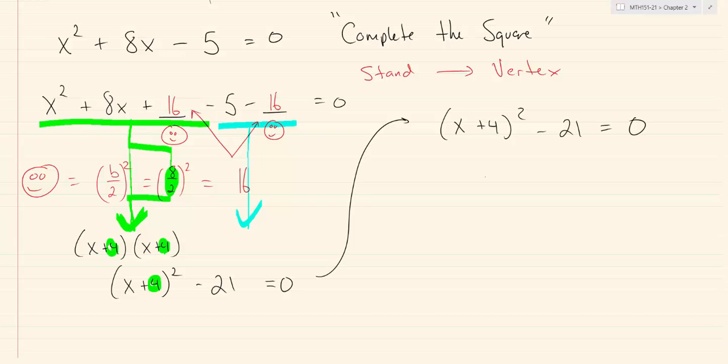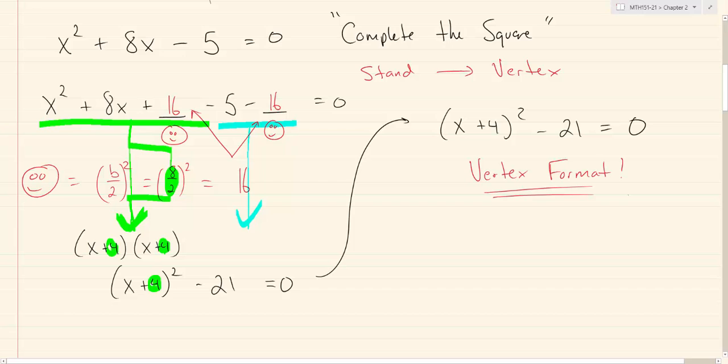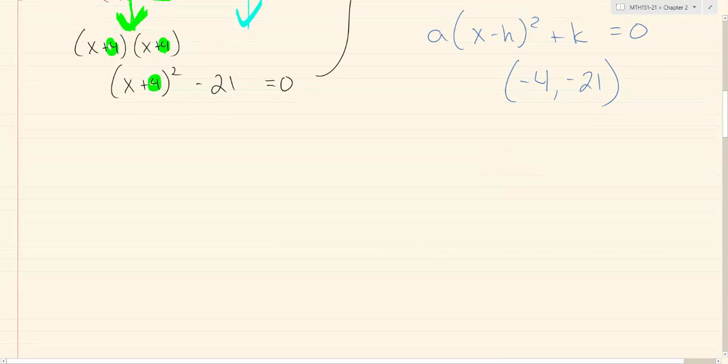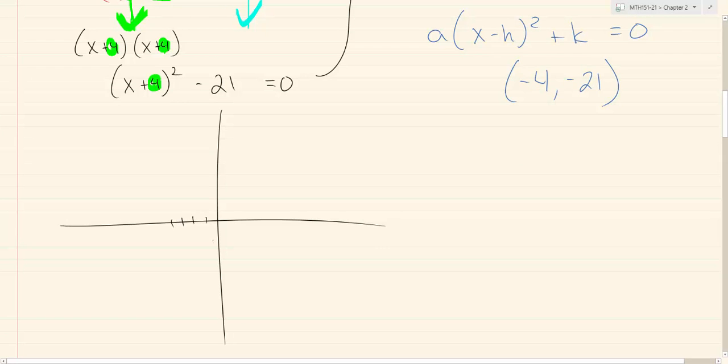And this is vertex format. The reason they call it vertex format is because it fits this: x minus h squared plus k equals 0. And so our vertex in this parabola is going to be negative 4, comma, negative 21. So if we wanted to, we could sketch this graph and figure out what it's going to look like. Negative 4 is probably there. Negative 21 is way down here. And that's your vertex, negative 4, negative 21.